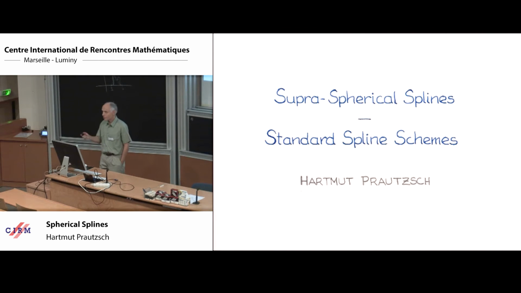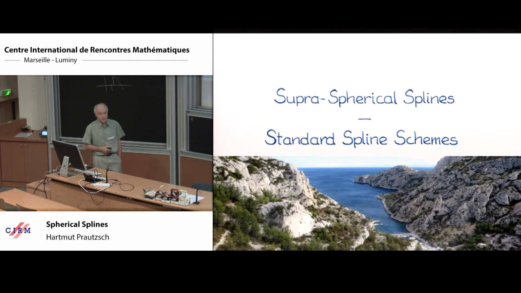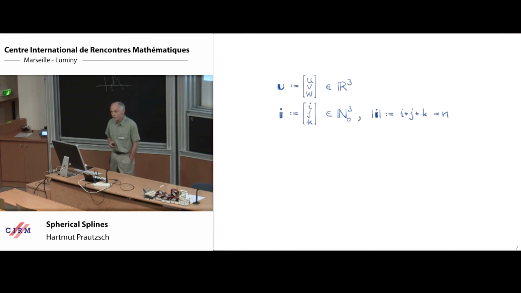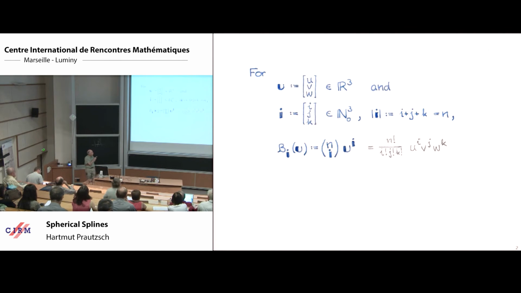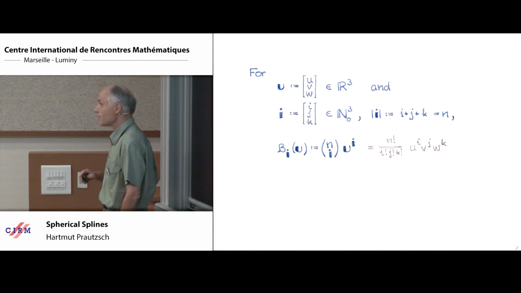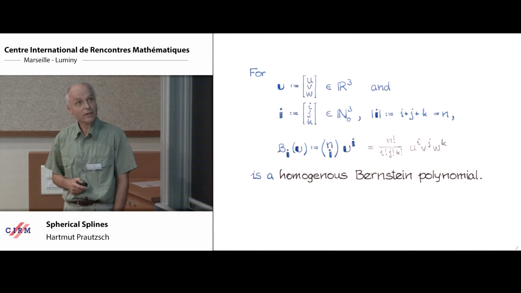I said I ground your expectations, and here we are at sea level, so we start at the very bottom. I'm using boldface letters to denote vectors here in R3, or multi-indices of 3 non-negative integers summing to n. They define the Bernstein polynomials, but different than usual, we do not restrict them to the plane where the 3 parameters sum to 1, but consider them over all R3. So these are homogeneous Bernstein polynomials.